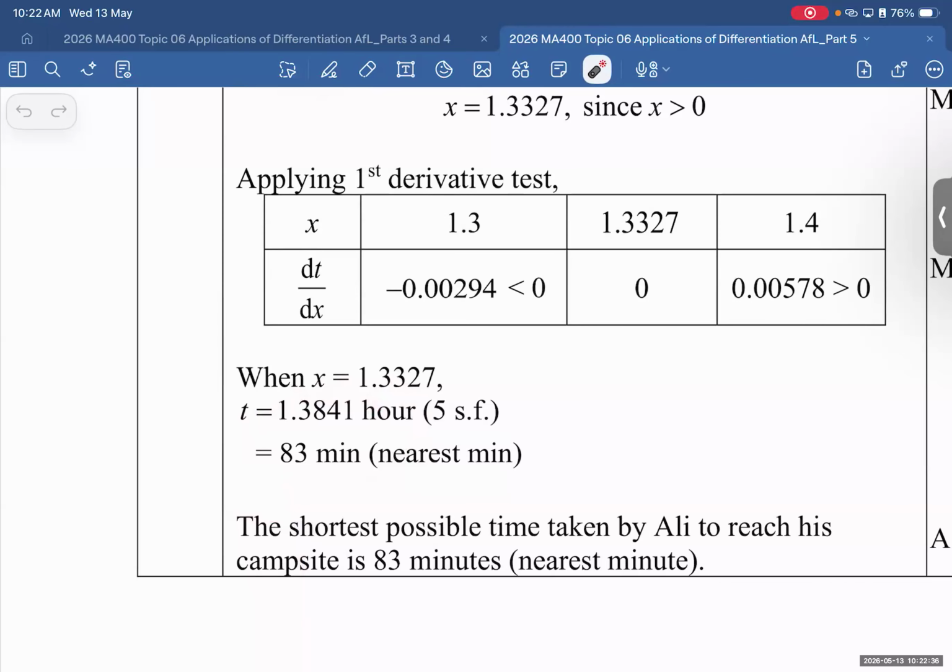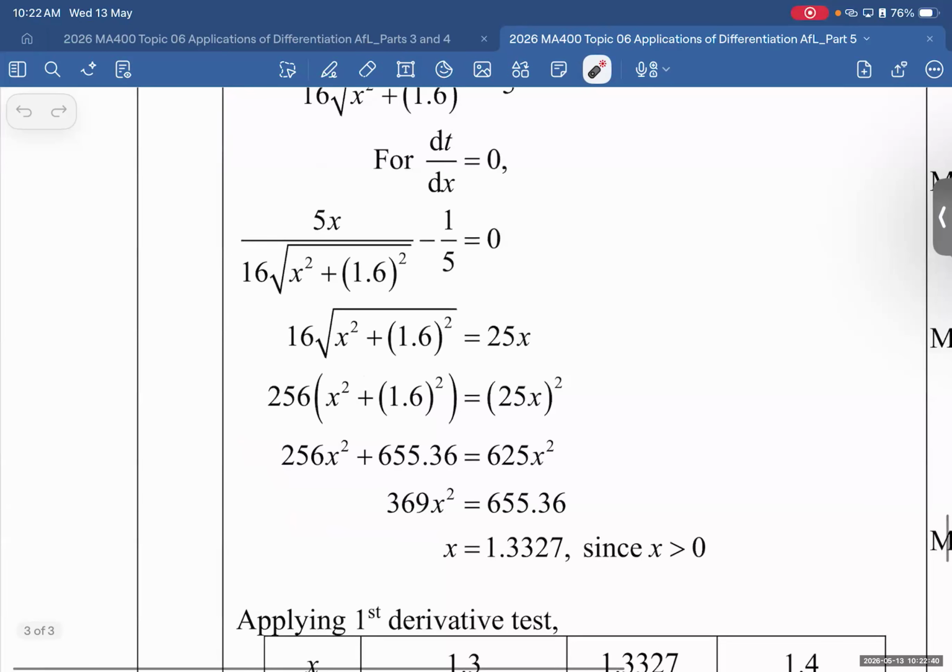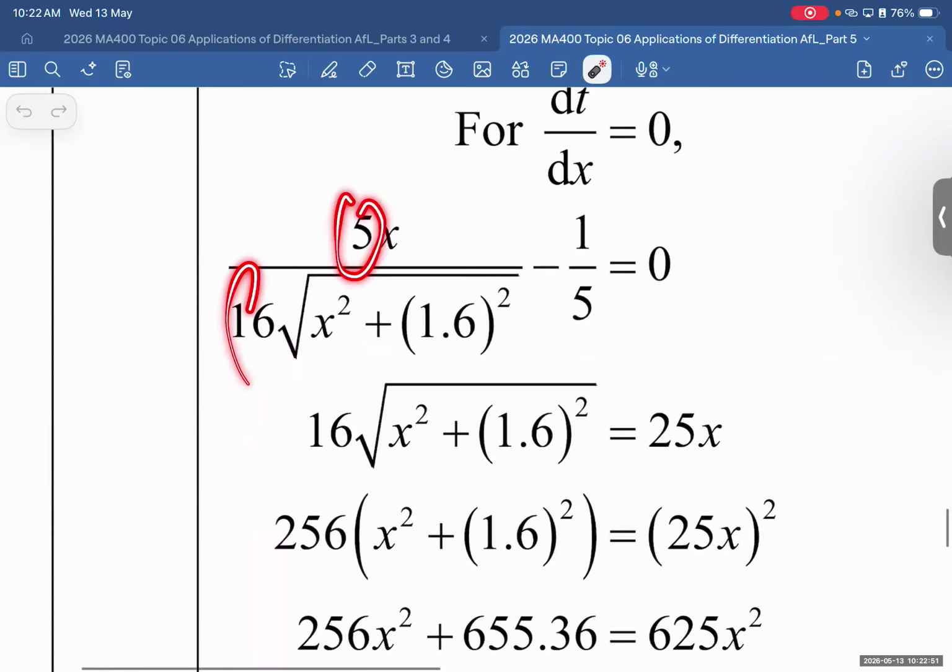Then check the equation. It should be 5/16. This one should be simplified to 5/16. Can you get 5/16? Check. You should have 5x/16.